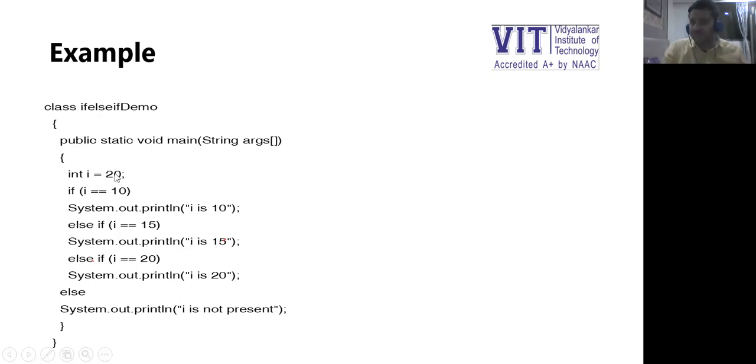Now suppose I is 25 here. Is it equal to 10? No. Is it equal to 15? No. Is it equal to 20? No. Then the output will be I is not present. This is how, if we need to check multiple options, or compare with multiple options, we can include the else-if ladder here.